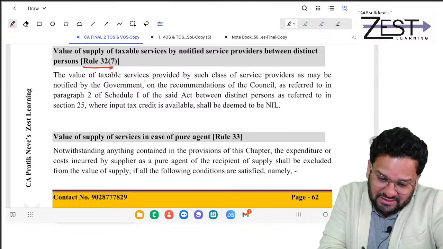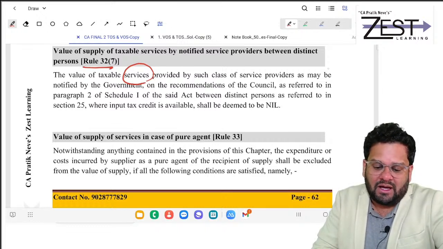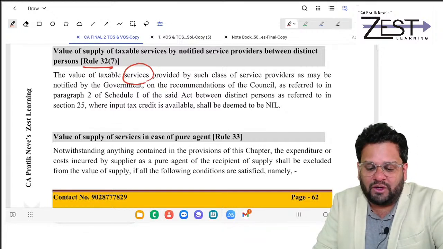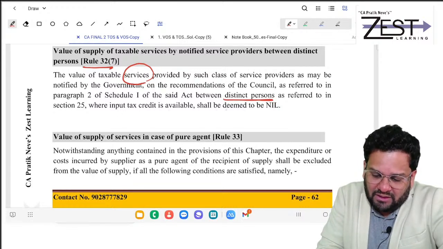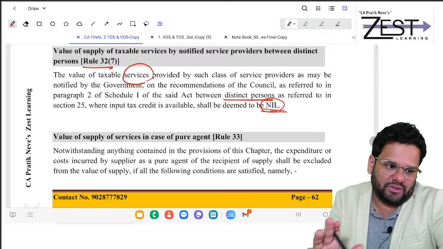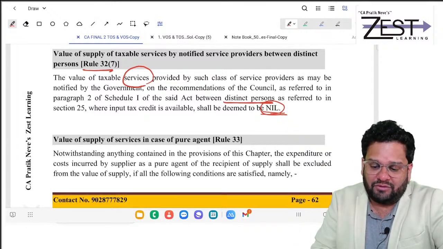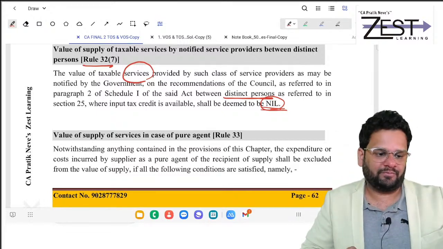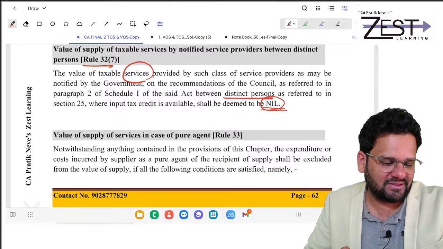Value of taxable services provided by such class of service providers as may be notified by government, on recommendation of council as referred to in para 2 of schedule 1 of said act between distinct persons, where ITC is available shall be deemed to be nil. So in certain cases government may call that value of supply as nil if it is between distinct persons. So I am not noting anything from this rule specifically. Checking its importance, I'm not noting anything in this rule.